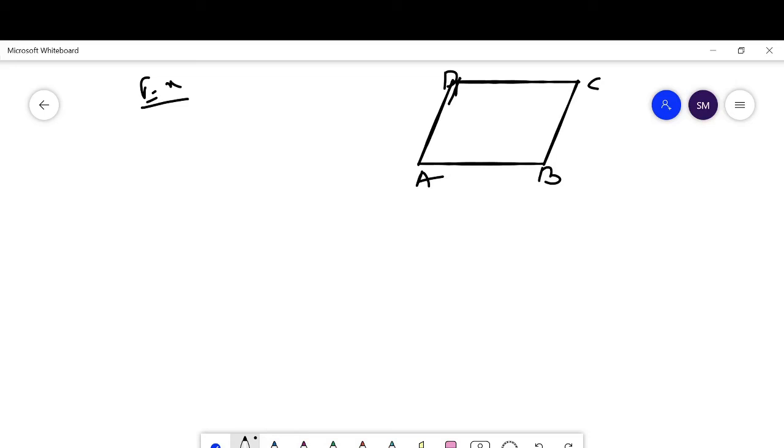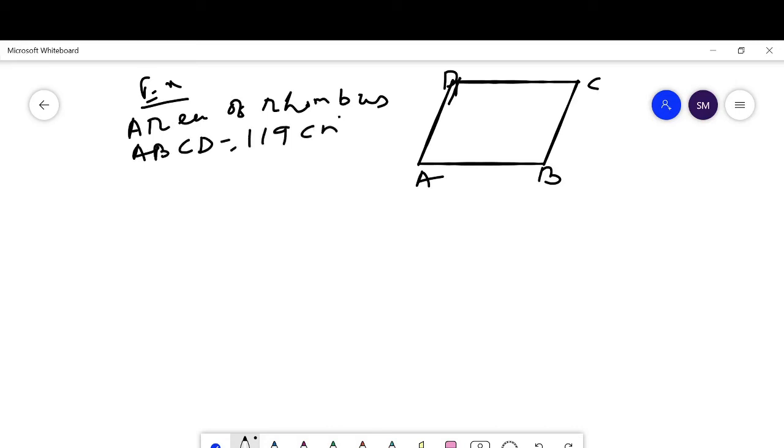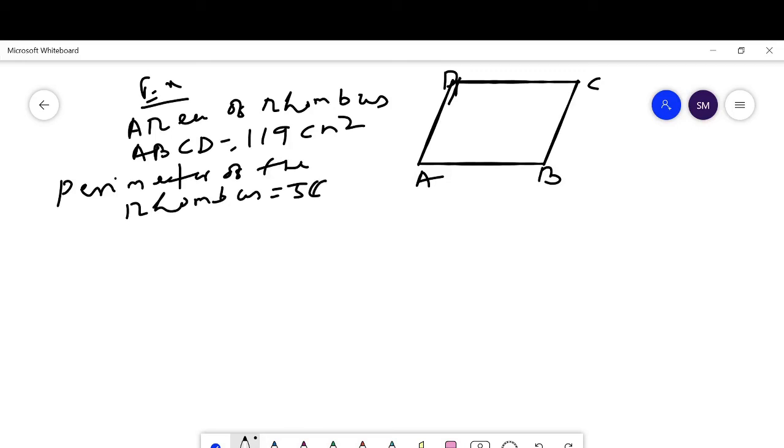Here the area of the rhombus ABCD is given as 119 centimeter square, and the perimeter of the rhombus is given as 56 centimeter.